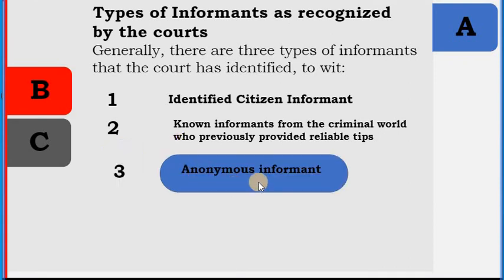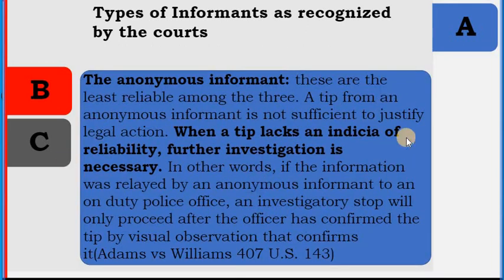And last one, we have those anonymous informant. Yung ayaw magpakilala. Alam mo yung mga tipong napapanood nyo sa movies na nagbibigay lang ng papel? Na ayaw magpakilala. O may tip sila sa inyo. Nag-iwan sila ng papel. Ganun lang. So, anonymous informant. So, these are the least reliable among the three. Kasi hindi nga natin known ang identity niya. Hindi natin alam if mapagkakatiwalaan natin yung binigay niyang information since hindi natin siya kilala, 'di ba? So the anonymous informant is considered as the least reliable among the three.